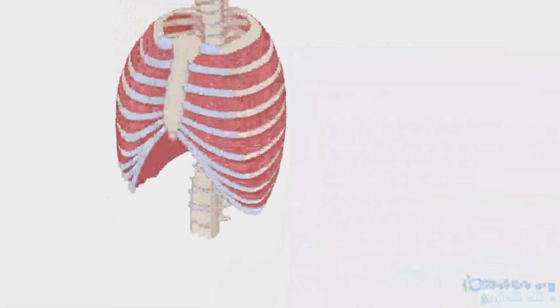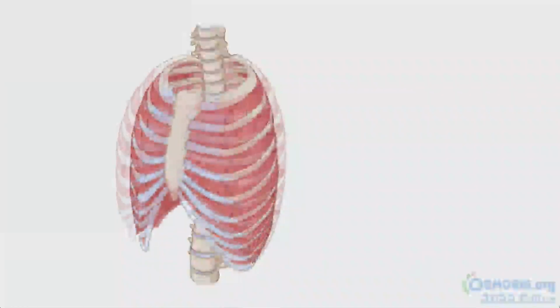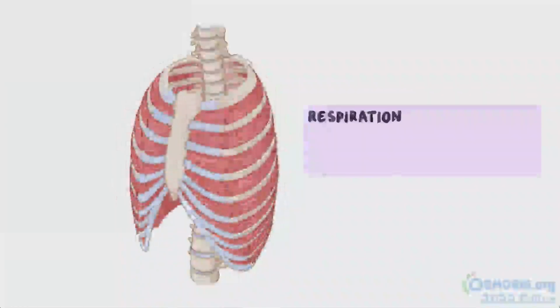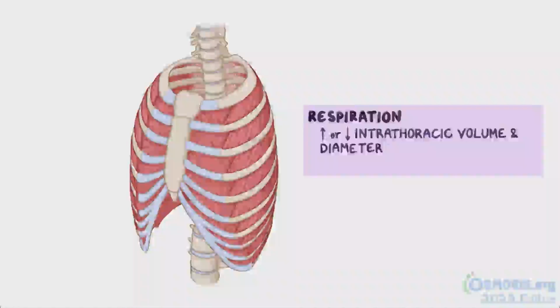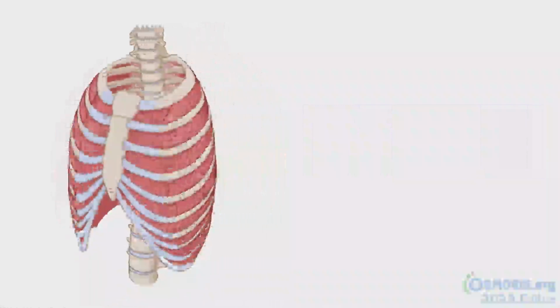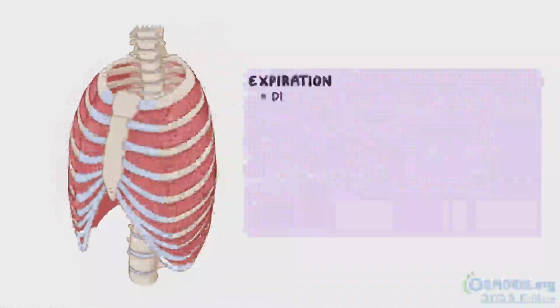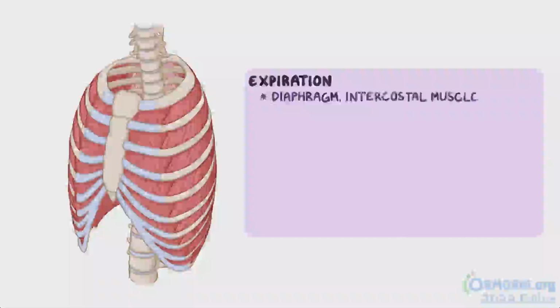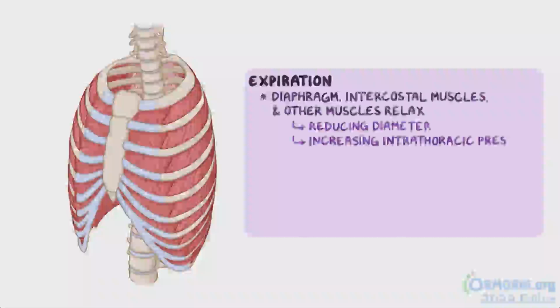Finally, the thoracic wall with all its bones and joints are essential during respiration, along with the diaphragm. They increase or decrease the intrathoracic volume and diameters of the thorax, resulting in changes of pressure. During expiration, the diaphragm, intercostal muscles, and other muscles relax, reducing the diameter of the thoracic wall and increasing intrathoracic pressure to expel air from the lungs.